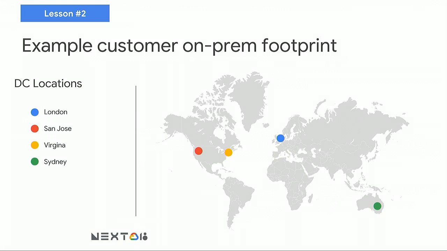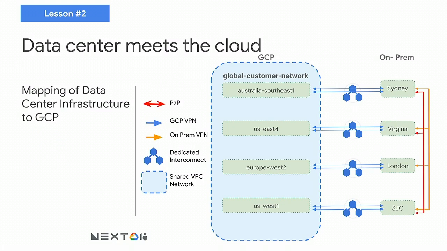So here's an example customer on-premise footprint that we worked with. They have a number of different data centers in multiple regions that were globally distributed and connected via point-to-point links or VPNs. And when they moved to the cloud, the idea was to bring up adjacent data centers in GCP. So what does that look like from an architectural perspective?